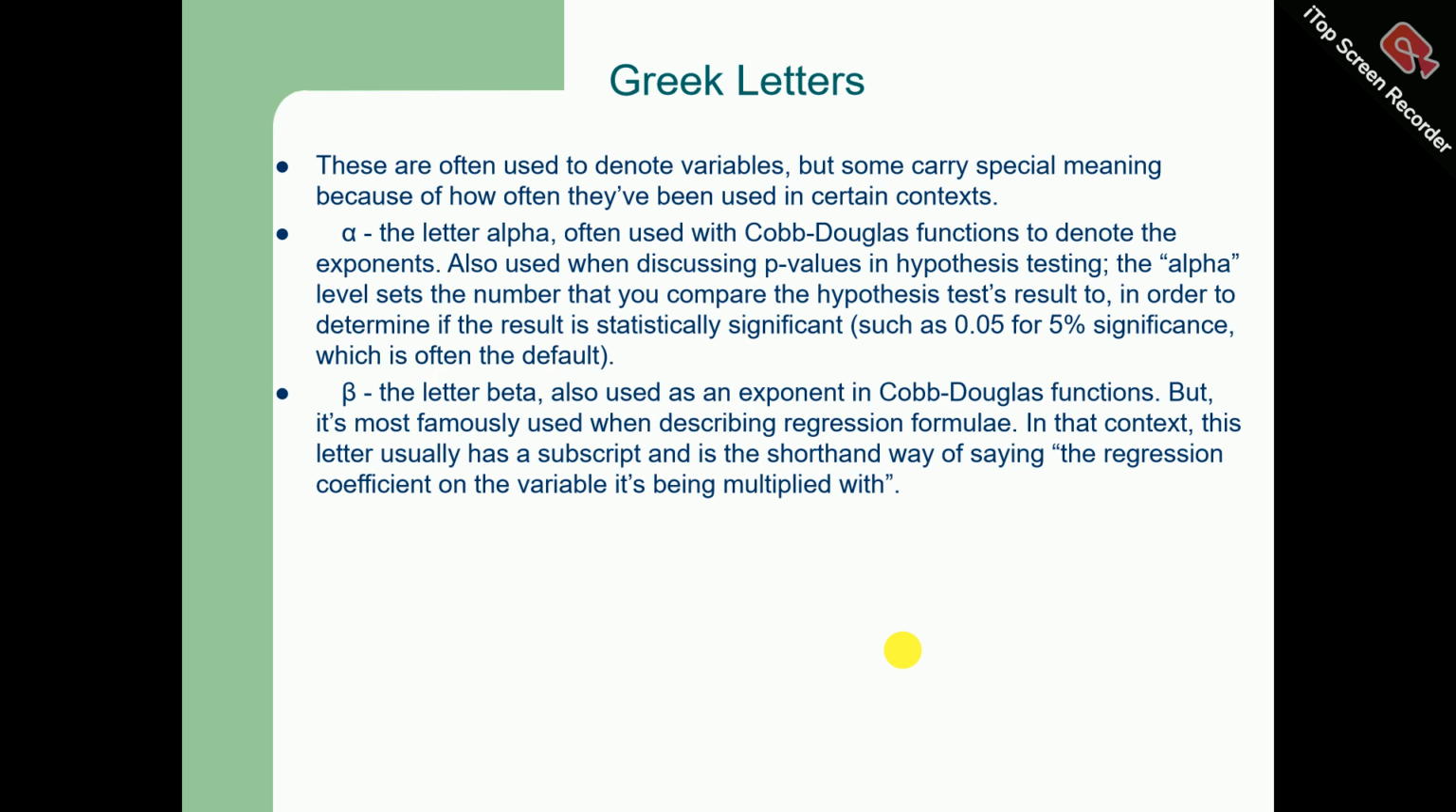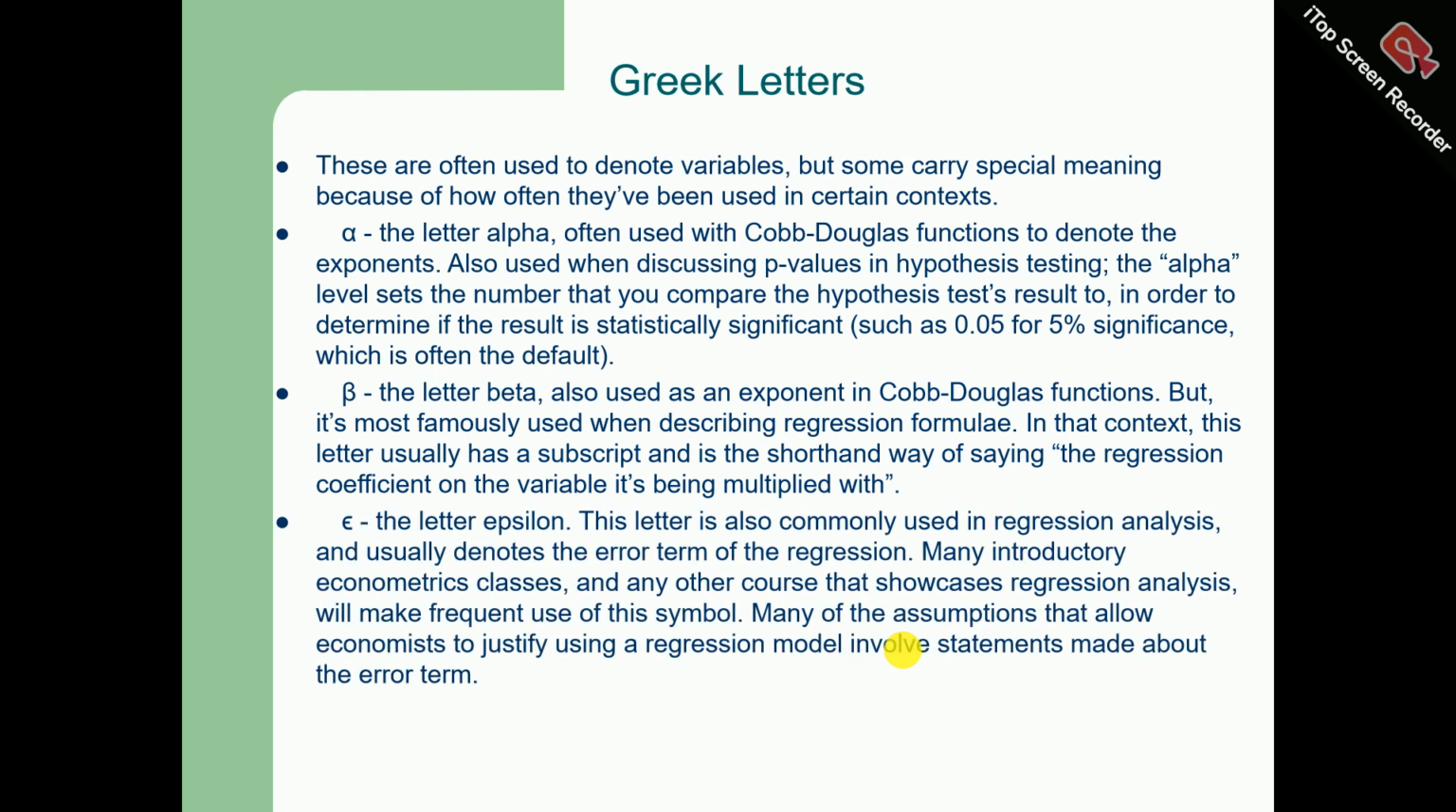Then we have beta. Beta is also the second alphabet in Greek letters, and this is also used as an exponent in the Cobb-Douglas production function, or any other function. But it's most famously used when describing the regression formula. It is used as a partial regression coefficient.